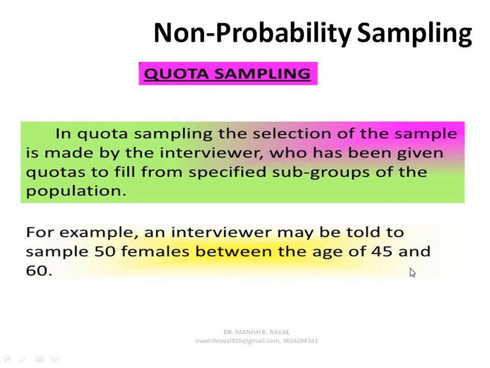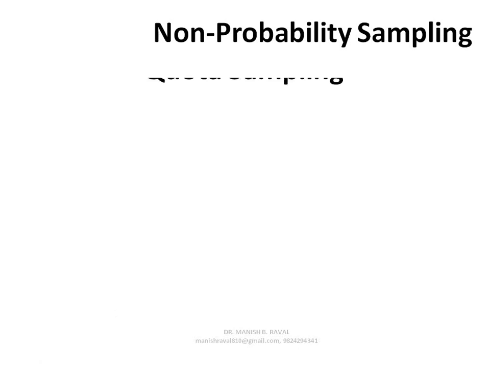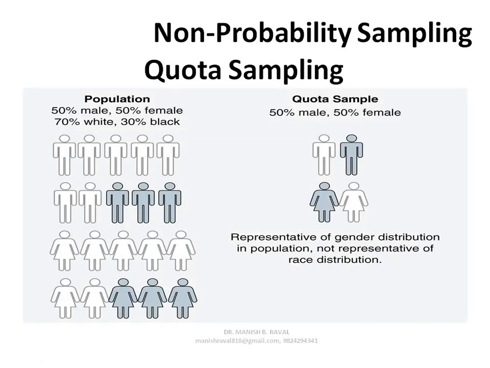Now, this quota is defined. You have to select 50 females, but these 50 females must be in the age group of 45 to 60. So, this is considered quota sampling. Let us understand by an example. Quota sampling. Here, the total population is given.